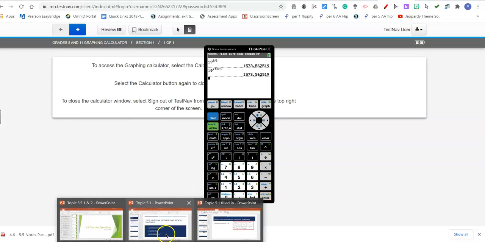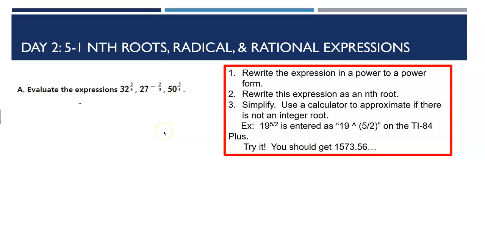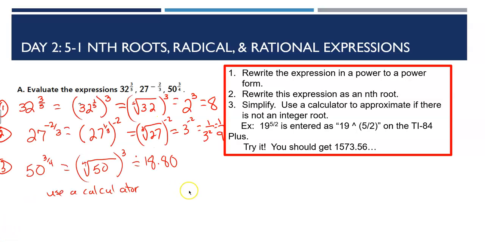Let's go back to our PowerPoint here. Let's look at this. Go ahead and try these 3 different expressions. I put a negative sign in there just to see if you remember those. And if you don't, I'll come back and explain it to you. I wrote 32 to the 3/5. I remember that I can rewrite it as a power to a power, so it would look like this. I'd take 32 to the 1/5, which is the 5th root of 32, and then I could cube it. So the 5th root of 32 is 2, and I cube it and I get an 8.